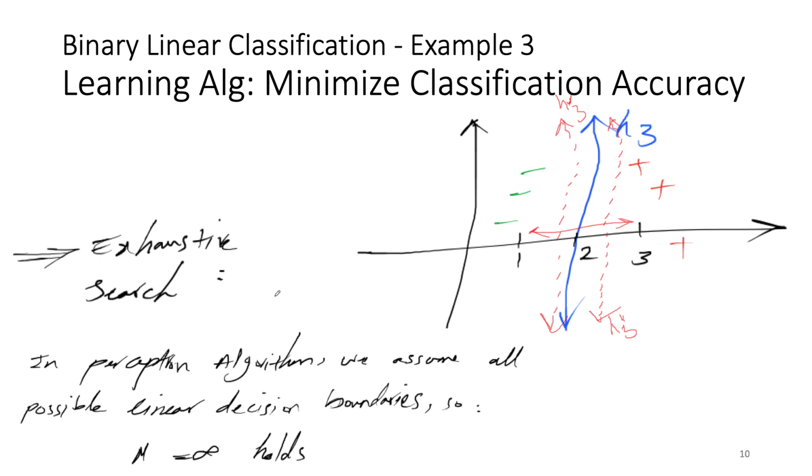So even doing exhaustive search, in the perceptron algorithm, we assume all possible linear decision boundaries, right? In this case, we have so many possibilities. Thus, M is infinite, and this property holds in this example.